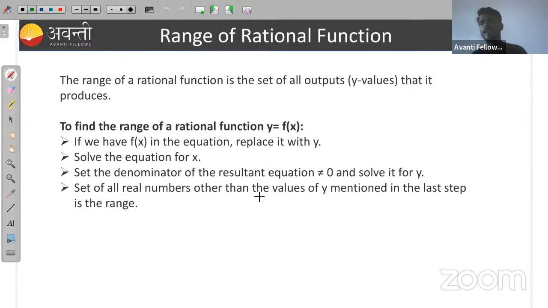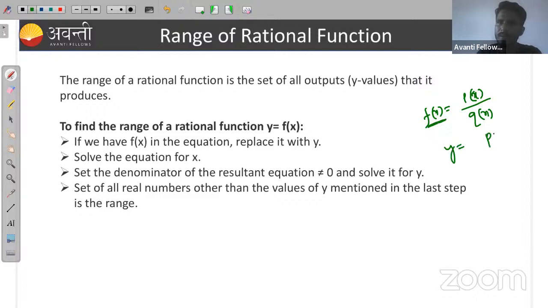Okay. How will we find the range of this rational function? Finding the range of a rational function is very easy. Let's say a rational function is given to you, f of x is equal to p of x upon q of x. So what we'll do is just assume this as y. Y is equal to p of x divided by q of x. You have to do some extra calculations here. Here it is y and every term of x is here.